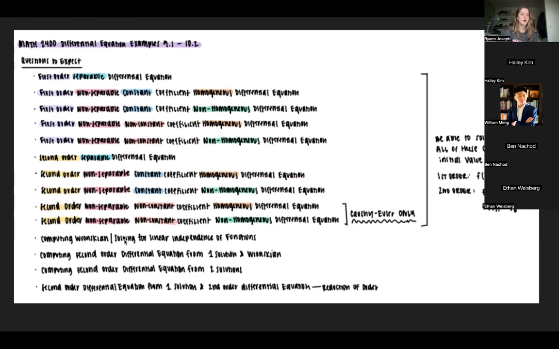Computing the Wronskian, we'll go over that. So the Wronskian is just a matrix that includes any functions that determine if they're linearly independent. If the determinant of this matrix is non-zero, they're linearly independent. If the determinant is always zero, it is linearly dependent.